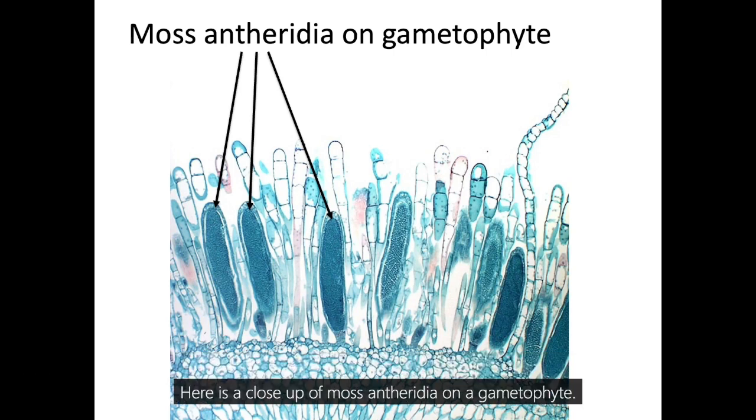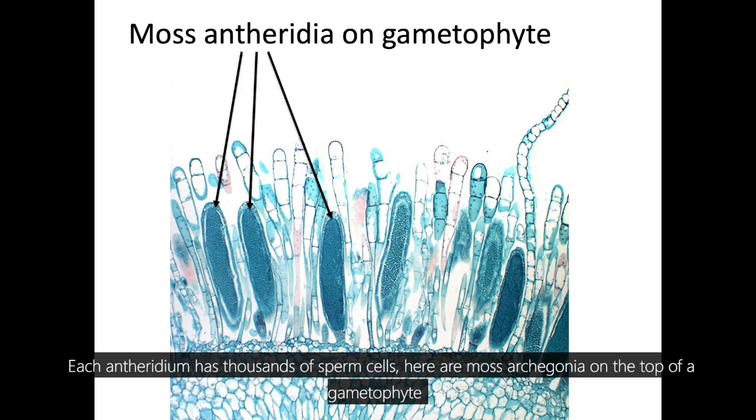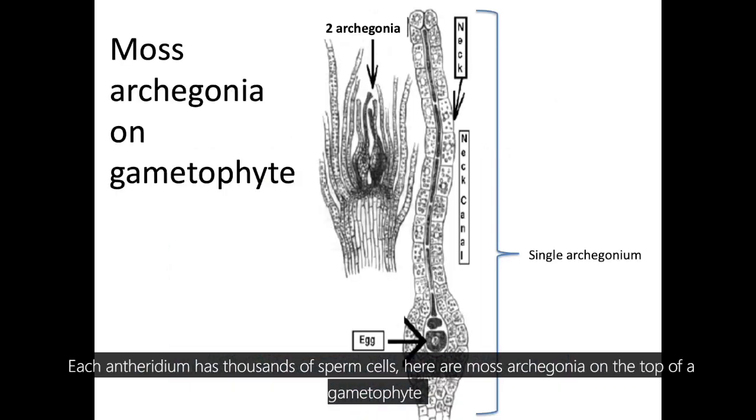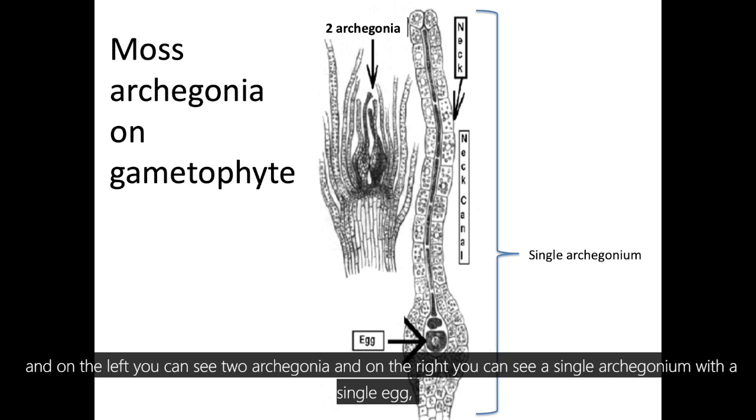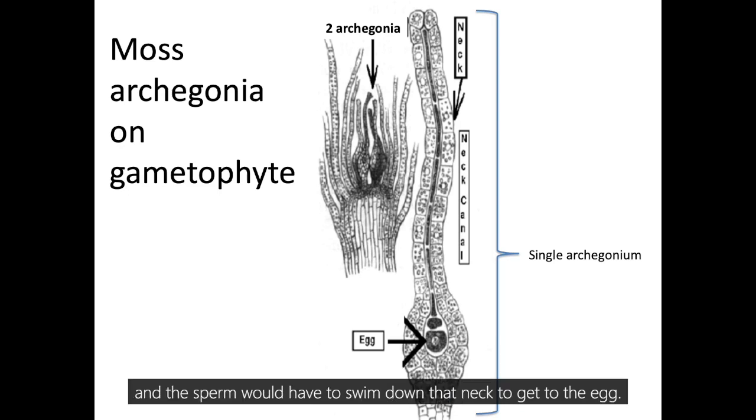Here is a close-up of moss antheridia on a gametophyte. Each antheridium has thousands of sperm cells. Here are moss archegonia on the top of a gametophyte, and on the left you can see 2 archegonia, and on the right you can see a single archegonium with a single egg. And the sperm would have to swim down that neck to get to the egg.